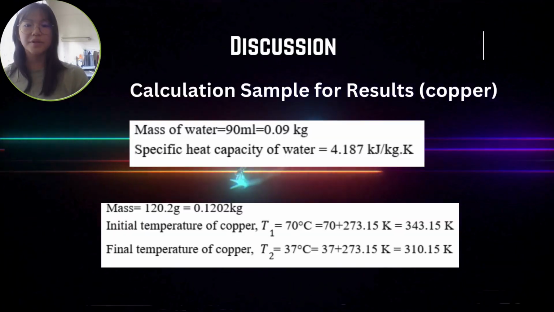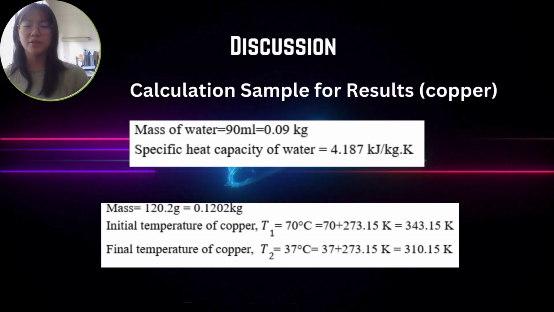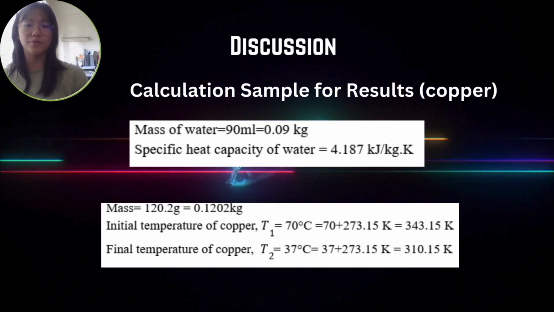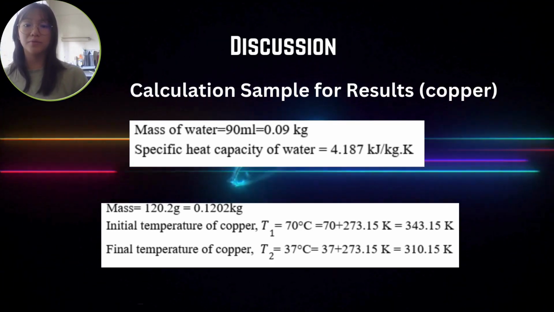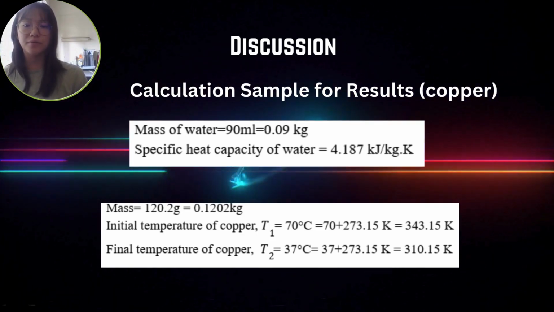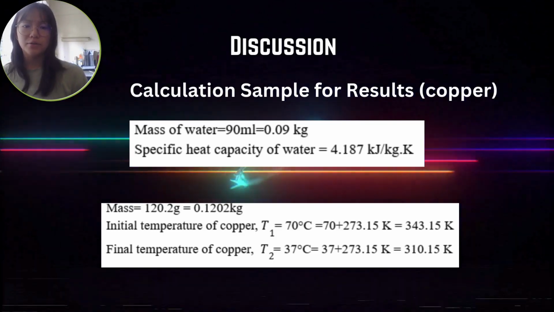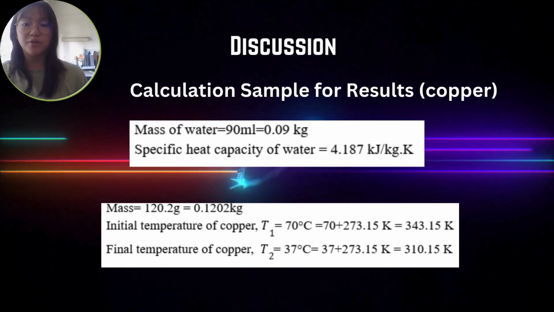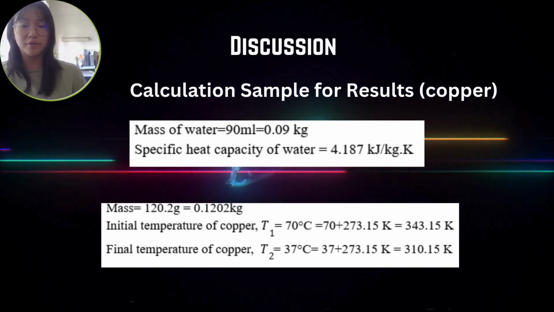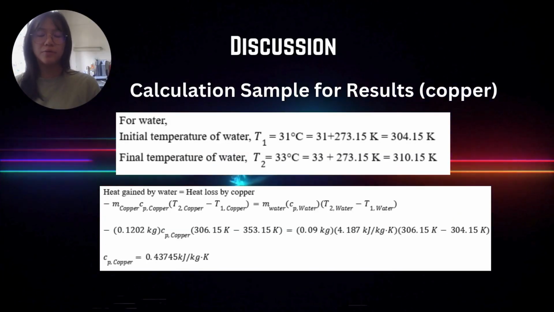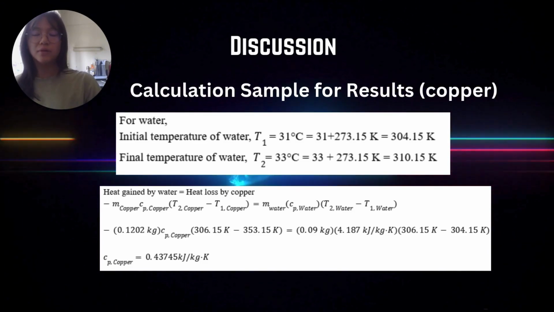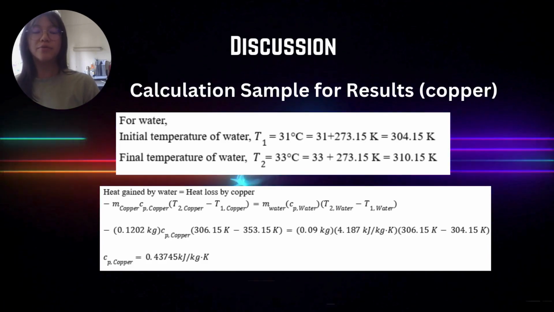of metal. For the calculation sample for results, which is copper, the mass of water is equal to 0.09 kg. The specific heat capacity of water is equal to 4.187 kJ per kg·K. The mass of the copper is equal to 0.1202 kg. The initial temperature of copper, T1, is equal to 70 degrees Celsius, which is equal to 343.15 Kelvin. The final temperature of copper, T2, is equal to 37 degrees Celsius, which is equal to 310.15 Kelvin. For water, T1 is equal to 31 degrees Celsius, which is equal to 304.15 Kelvin. T2 is equal to 33 degrees Celsius, which is equal to 306.15 Kelvin.